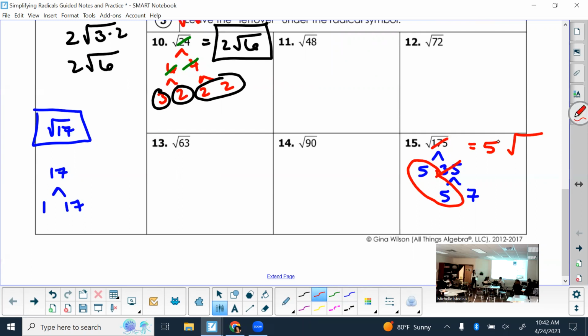What do I do with that leftover 7? You will not multiply it. You will put it underneath the radical, because since it didn't have a partner, it doesn't get to escape. All right, so 5 radical 7 is how you simplify that one. Question on 15.